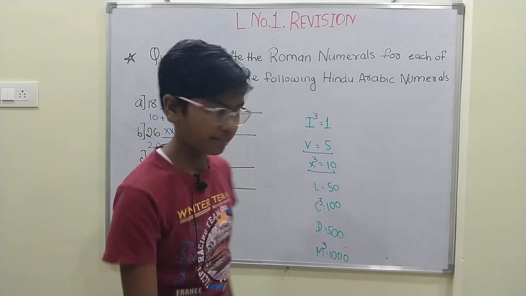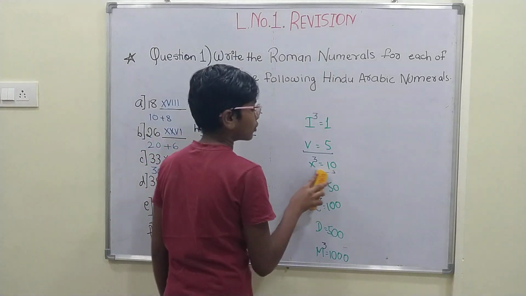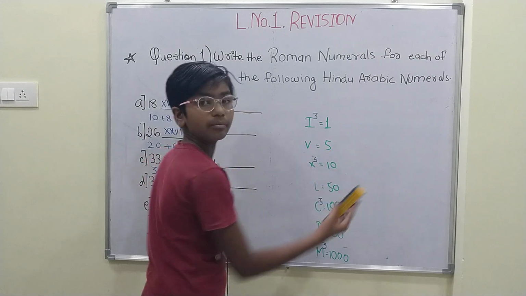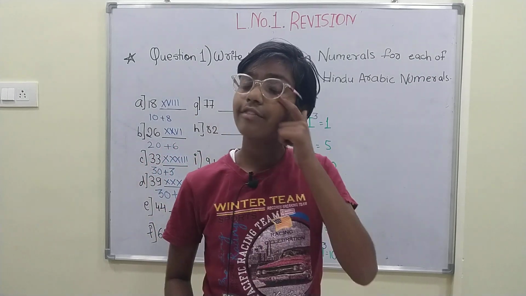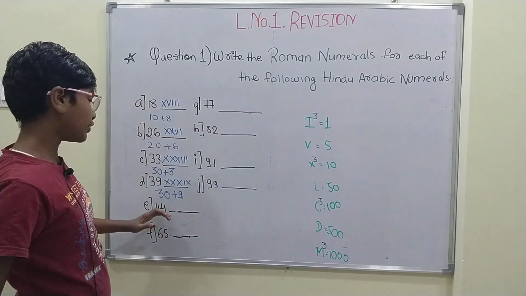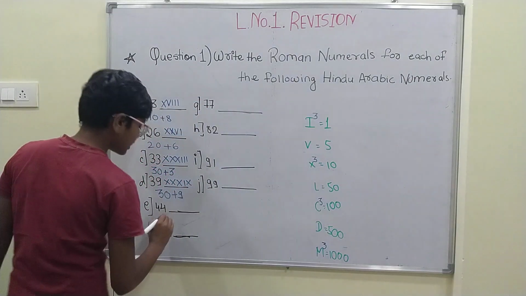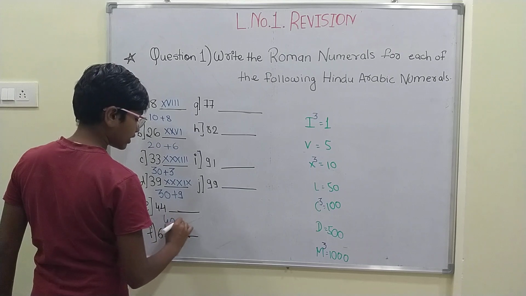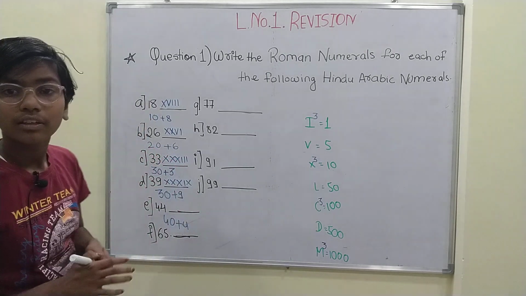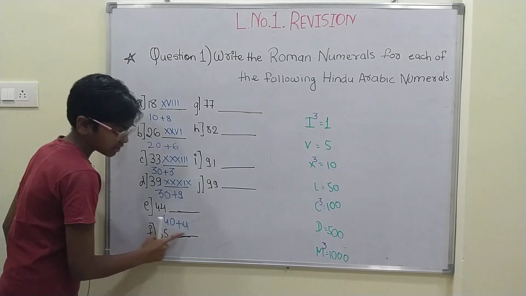Next, 44. How will I write 44? Very easy. For writing 44, I know what my expanded form is. It is 40 plus 4. My expanded form is 40 plus 4.